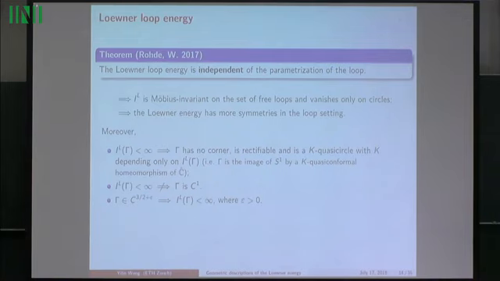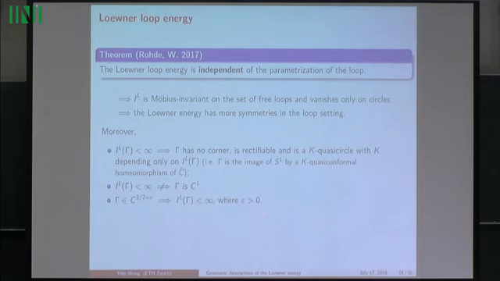And a side result that we had is that if the energy is finite, then we have some geometric properties. We studied, for example, that gamma has no corner, it's rectifiable, and it's a K quasi-circle with this K depending only on the energy of the curve. Saying that it is a K quasi-circle means that it's the image of the actual circle by a K quasi-conformal homeomorphism of the Riemann sphere.